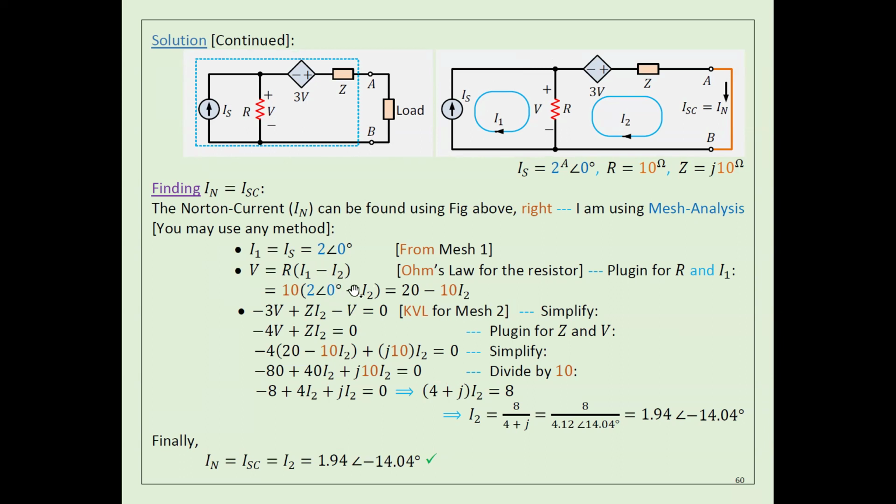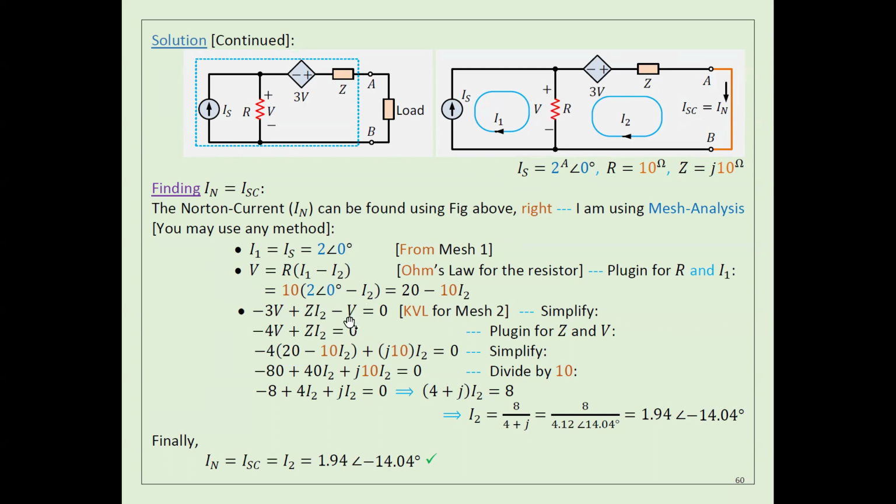Anyway, now I can apply Kirchhoff voltage law in this part. You can see it should be negative 3 volts, as you see here, times I2 times Z. And this is the important part, because this is the positive of V, this is the negative. So when you come this way, it actually has to be negative V, not positive V.